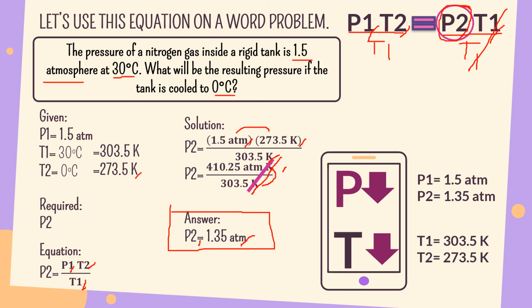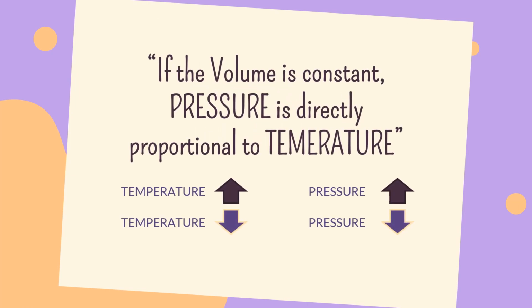So just like what Lussac's law states, at a fixed or constant volume, they are directly proportional. So if pressure decreases, temperature also decreases. For Lussac's law, always remember that if volume is constant, pressure is directly proportional to temperature. So as the temperature increases, the pressure will also increase, or as the temperature decreases, pressure also decreases.